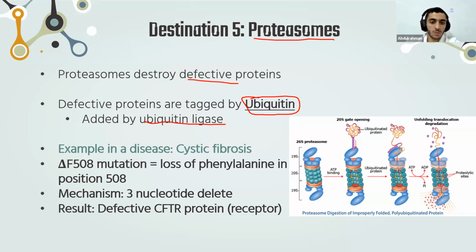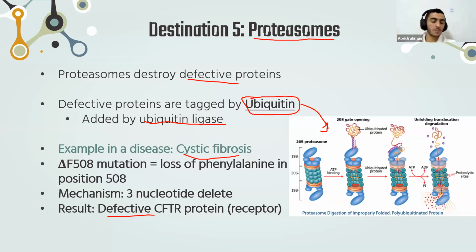Now, one last part is what is an example of a disease where you're going to be using ubiquitin? It is cystic fibrosis. What happens in cystic fibrosis is that you have a mutation which causes an abnormal protein, and so you are going to be using ubiquitin in order to destroy this abnormal protein.